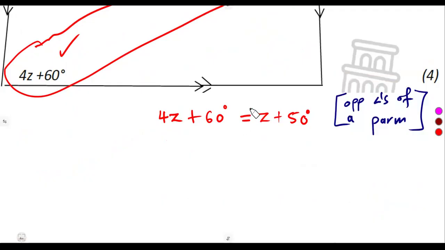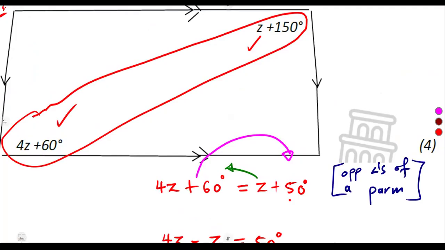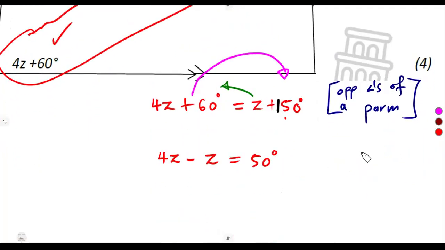Collecting our like terms, the z to the other side of the equation is going to be a negative. That's 4z minus z is equal to, already there's a 50 there. So we're going to take the 60 to the other side. All right, this is 4z plus 60. This is 150. Z plus 150 here, right? So this is 150 there.